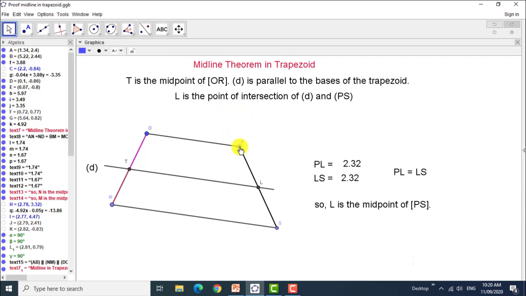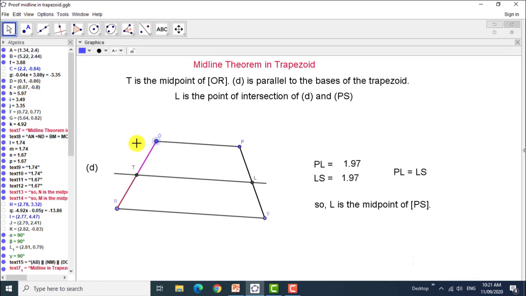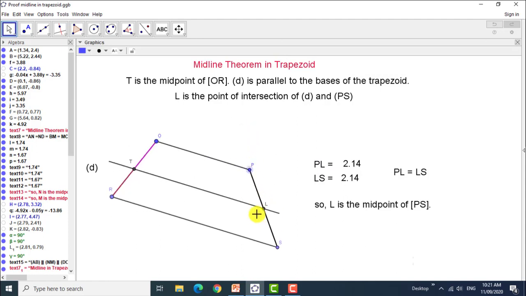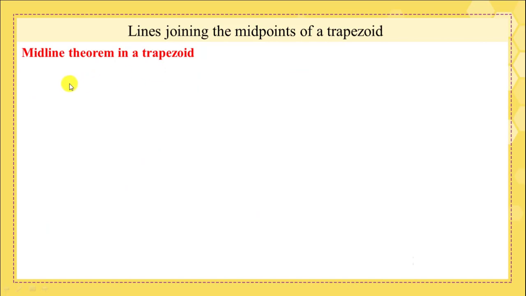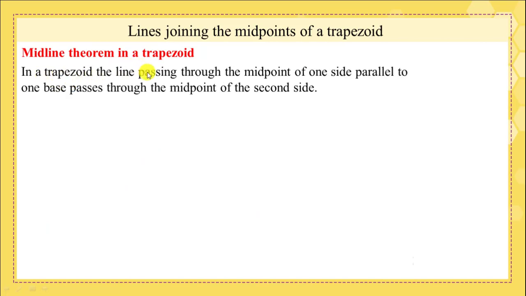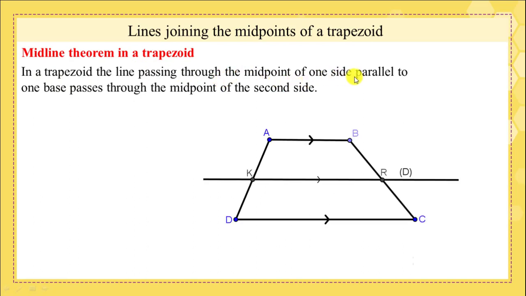So we can generalize the result, which is the midline theorem in trapezoid. If we have any trapezoid, if we have a line passing through the midpoint of one of the non-parallel sides of the trapezoid and parallel to the bases of this trapezoid, it will pass through the midpoint of the second side. PL is always equal to LS, as we see here. So L is the midpoint of PS. So here the general result. In a trapezoid, the line passing through the midpoint of one side parallel to one base passes through the midpoint of the second side.